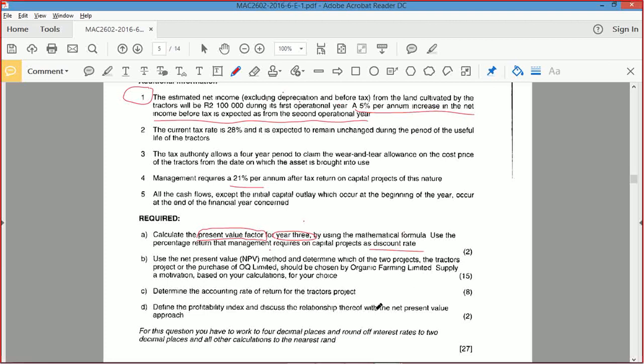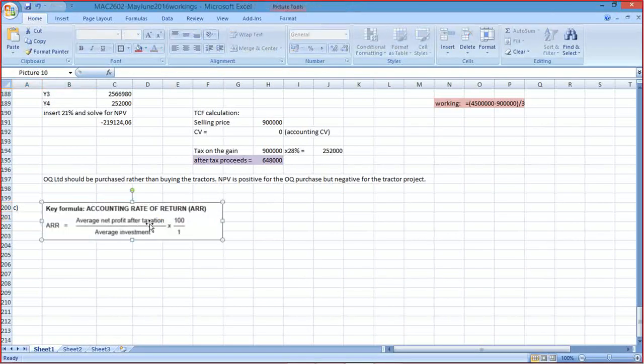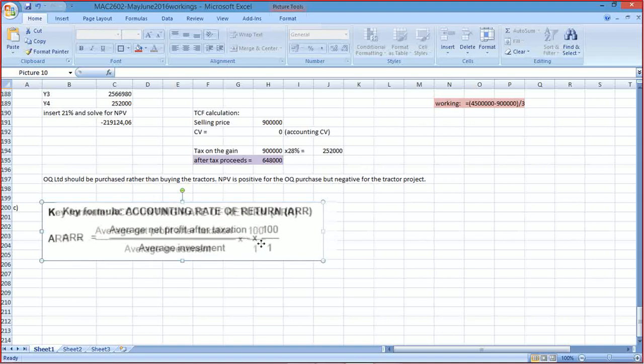C. Determine the accounting rate of return. Okay, so that's an accounting rate of return. We need to check what that formula is again. Let me go find that in the textbook. Okay, accounting rate of return is based on the project's average net profit after tax divided by the average book value. That's what I've got here. Where's the formula though? There. Okay, so this is the formula that you're going to need for accounting rate of return.